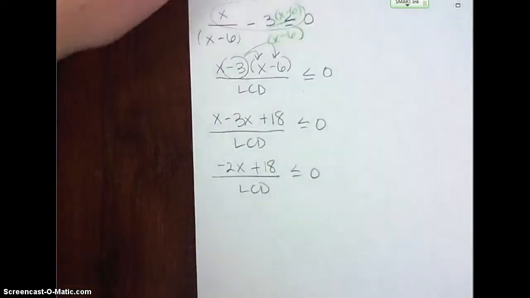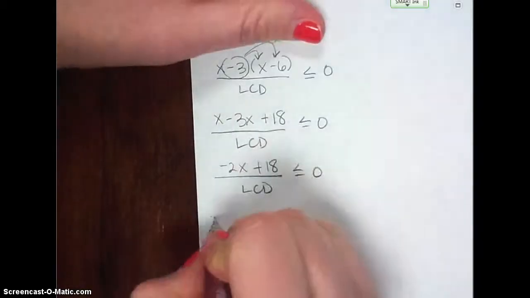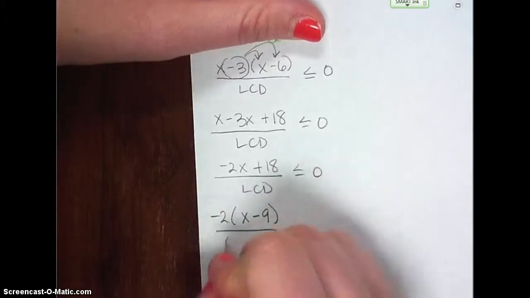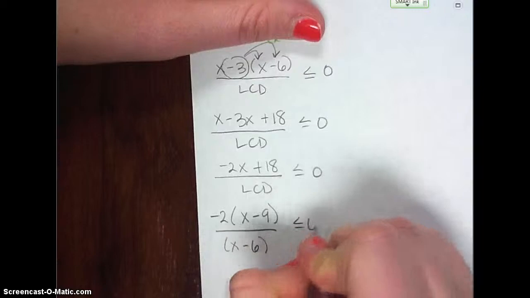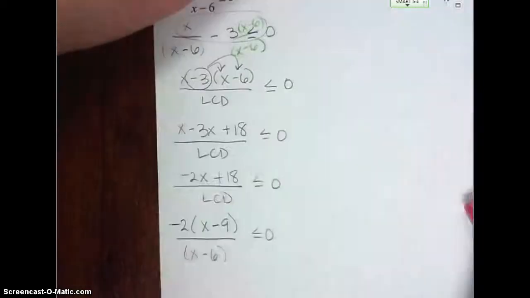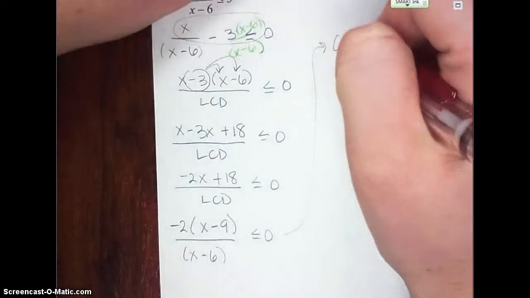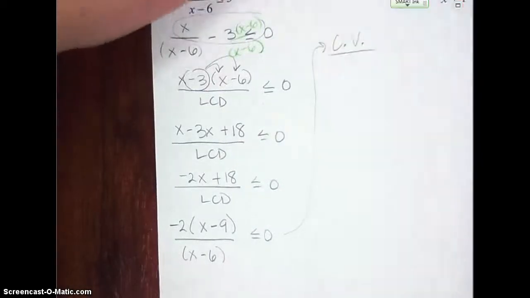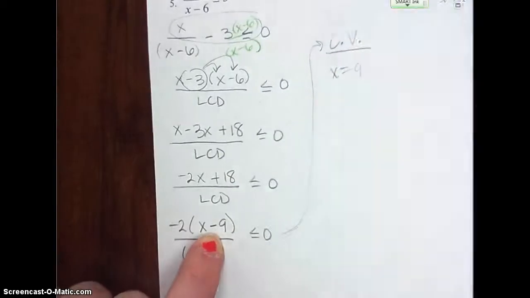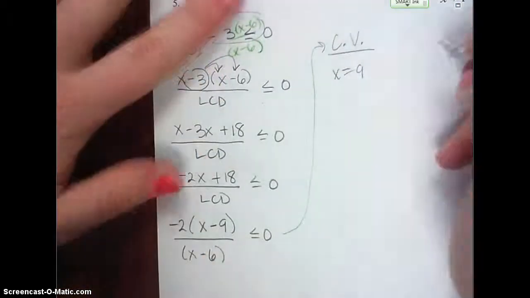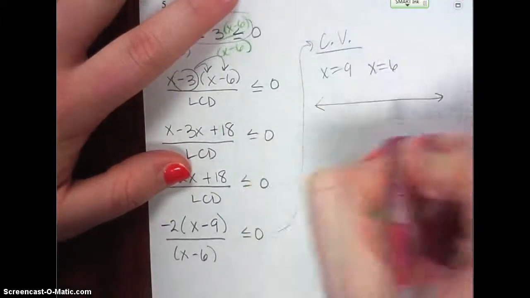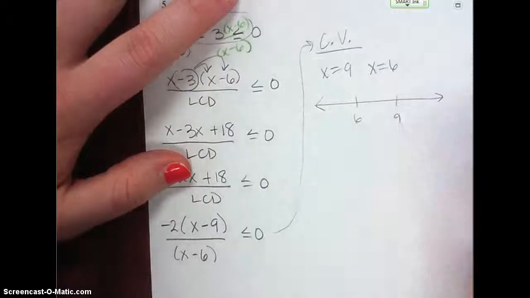And again, if you have a GCF on the top, we want to take that out. So I'm going to take out a -2. So I'm left with x minus 9 over x minus 6. So our critical values, I'm going to come up to the top here again. Our critical values, we solved the top. So if I solve this, x minus 9 equals 0, I would get positive 9. And if I solve the bottom here, x minus 6 equals 0, I would get positive 6. So that's what goes on our number line, positive 6 and positive 9.